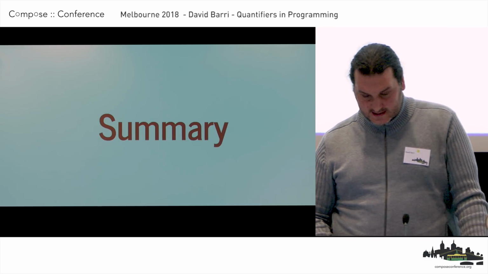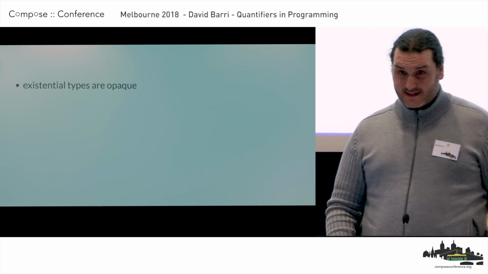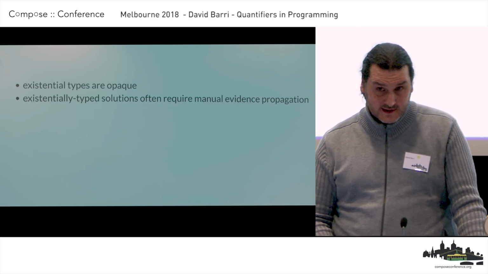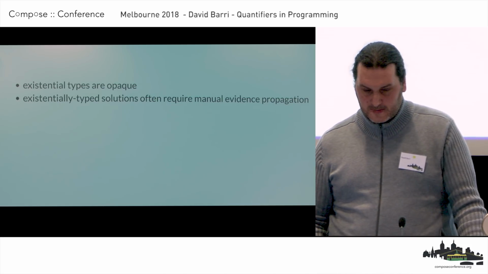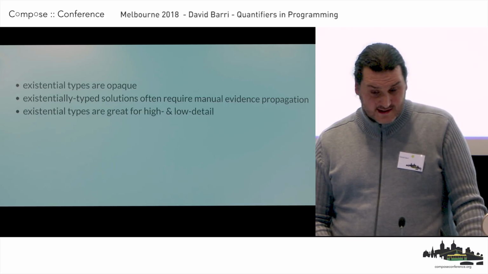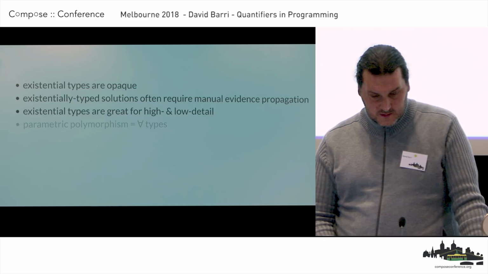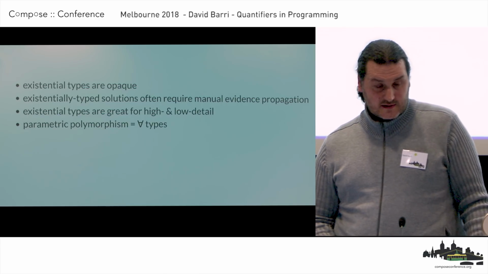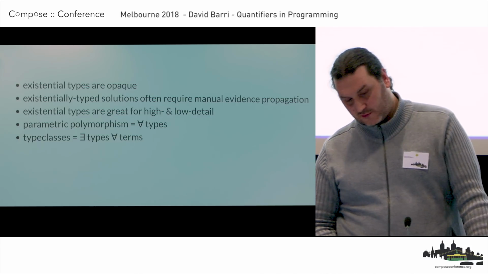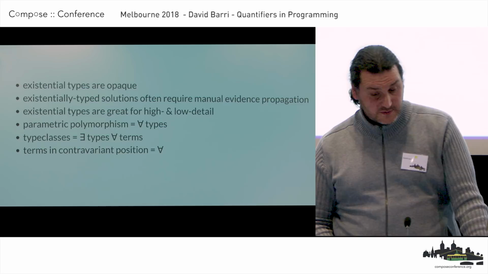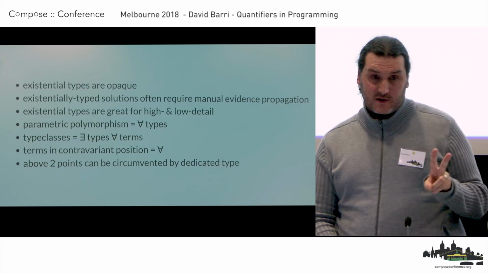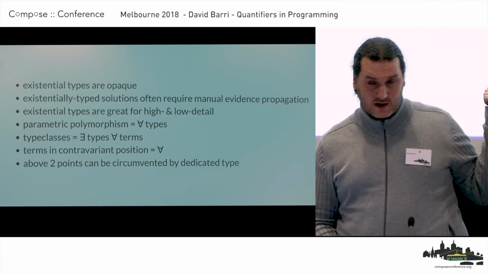Great. So, just to summarize. Existential types are opaque. Existentially typed solutions often require manual evidence propagation, and that's what I mean by maintaining that correspondence yourself. Existential types are great for high and low detail. For all types is actually parametric polymorphism. Type classes are there exist types, such that for all terms. Terms in contravariant positions are for all. And the above 2 points can be circumvented by using a dedicated type, and that's what I did with reusable.